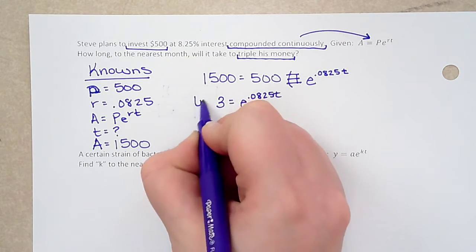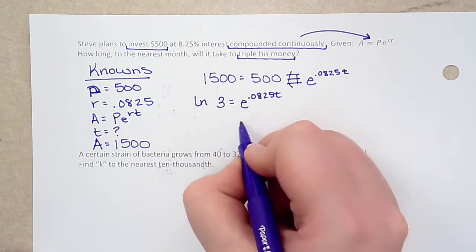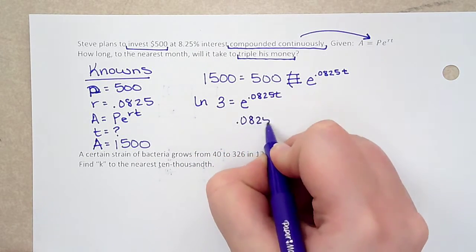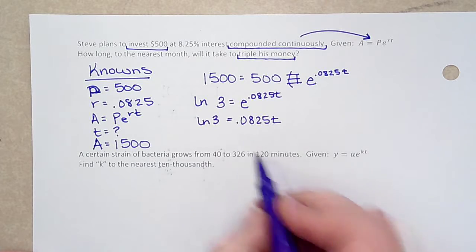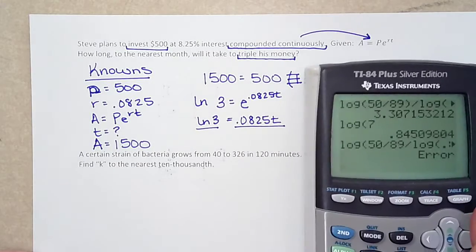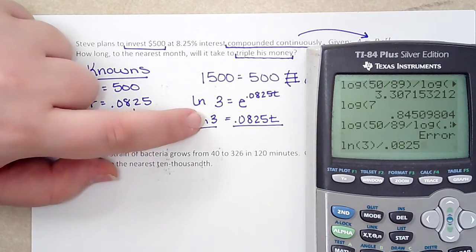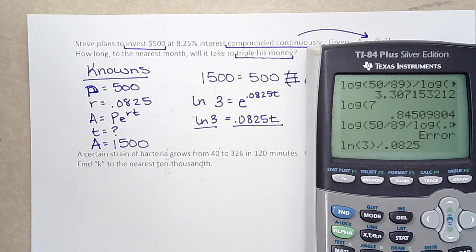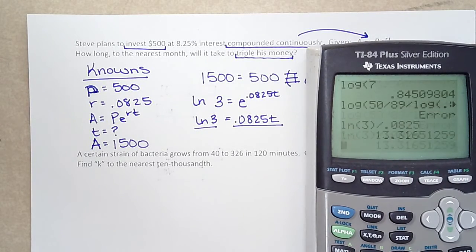Because I have a number on one side and an e on the other, I can take the ln of both sides, the natural log. And what that does is when I take the natural log of e, it cancels out. So I'm left with 0.0825t equal to ln of 3. Now to get t by itself, all I'm going to do is divide both sides by that number. And I'll show you how I do that in my calculator. ln of 3, close parenthesis, divided by 0.0825. Again, that parenthesis is very important. You don't want to be saying the natural log of 3 divided by 0.0825. You want it to be two distinct pieces in your calculator.